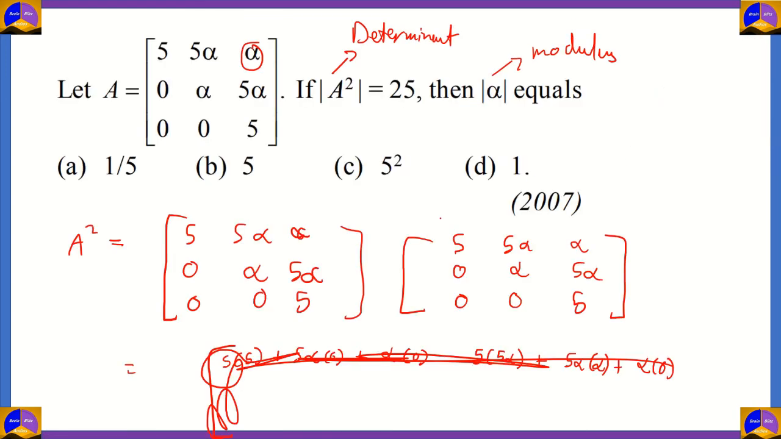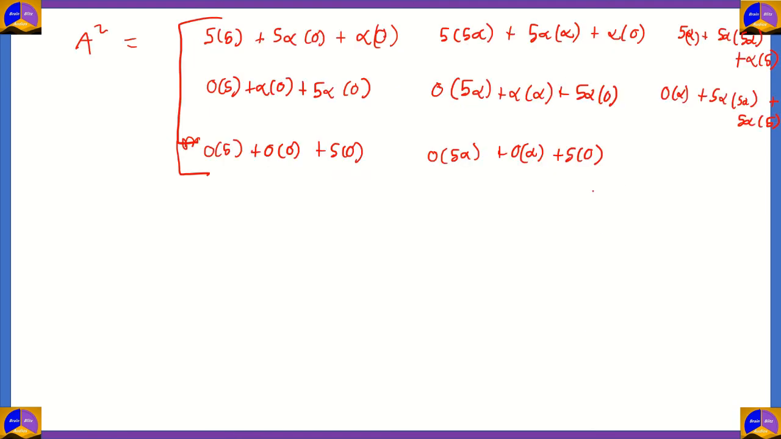Now again, don't be panicked. This is just basically first row, first column, then first row, second column, then first row, third column, and then second row, first column, second row, second column, second row, third column. And now we're doing third row, first column, third row, second column, and then third row, third column. So that's the multiplication of each row with a column. So now we're doing third row times third column. So you will get 0 times alpha plus 0 times 5 alpha plus 5 times 5.